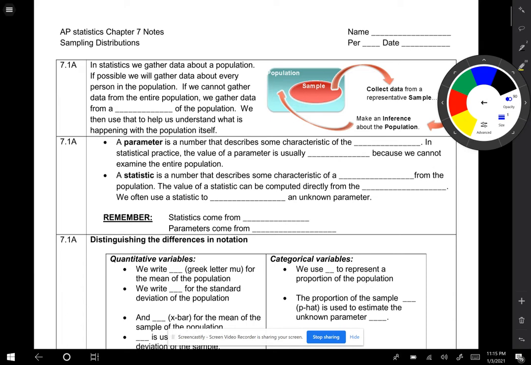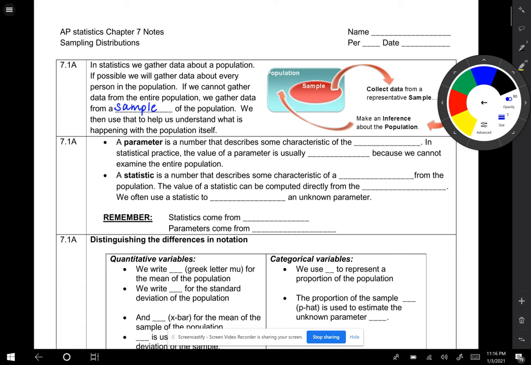In statistics, we gather data about a population. If possible, we will gather data about every person in the population. This is known as a census. If we cannot gather data from the entire population, we gather data from a sample of the population. We then use that to help us understand what is happening with the population itself. So if we look at the figure to the right, we collect data from a representative sample, and then our whole goal is to make an inference about the population.